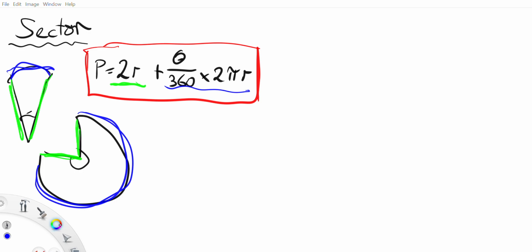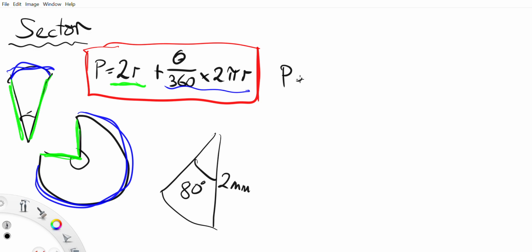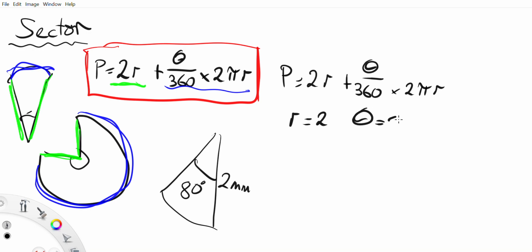Let's use one of the examples from the textbook, which says we've got 80 degrees of our sector and the radius is 2 millimeters. To solve this, we would write our formula out. P equals 2r plus theta over 360 times 2 pi r, and then we would write the values in. So the radius for this is 2, and theta, the number of degrees, is 80. We'd rewrite it out again, substituting our values in.